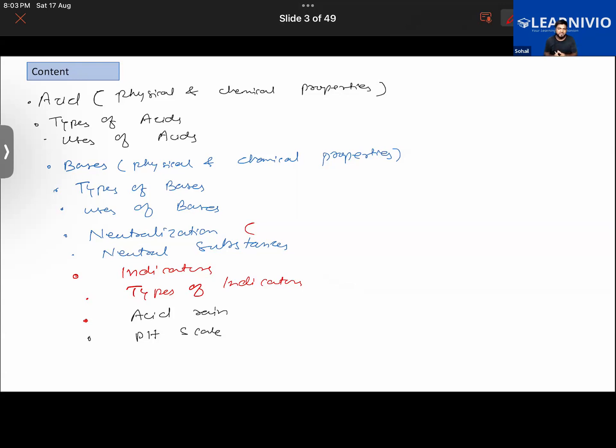Particularly in neutralization, we would be learning about neutralization in everyday life. For example, there's a neutralization reaction going on even in your stomach. Whenever too much hydrochloric acid is produced by the inner lining of the stomach, you suffer from indigestion or acidity. Then you have to take antacids to get relief from that acidity. These are the general topics we are going to cover.